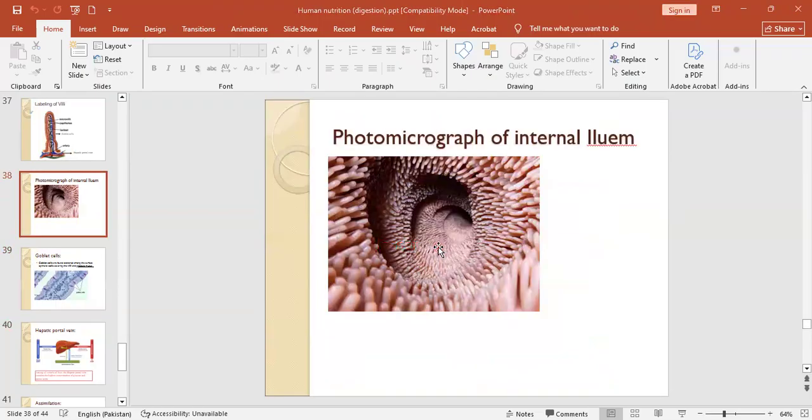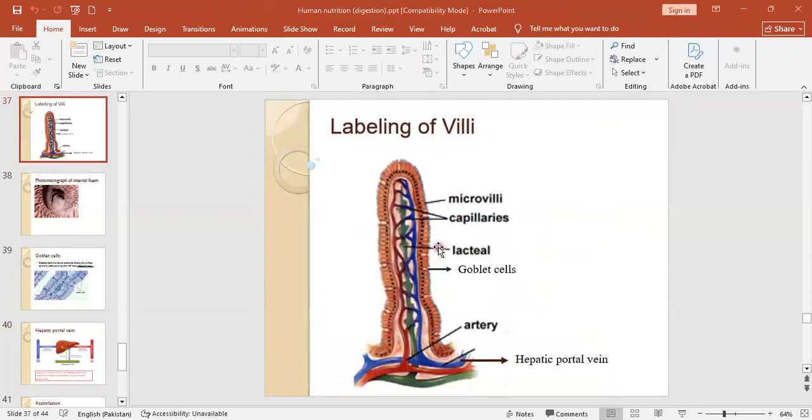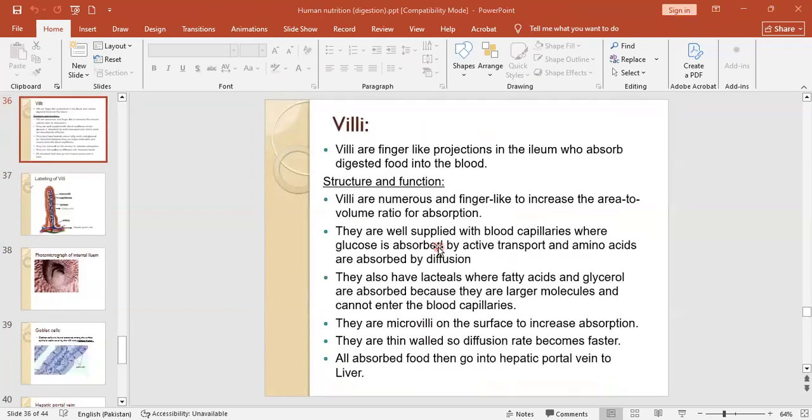So what we were discussing was the structure of the villi. I hope the villi structure is clear to you. Now let's discuss the structure along with its reason. Villi are numerous in number and finger-like projections. Why? To increase the surface area to volume ratio for absorption. Number two, it is well supplied with blood capillaries. Why? Because glucose is going to be absorbed by active transport and amino acids are supposed to be absorbed by diffusion.